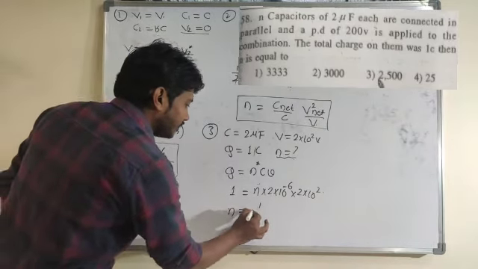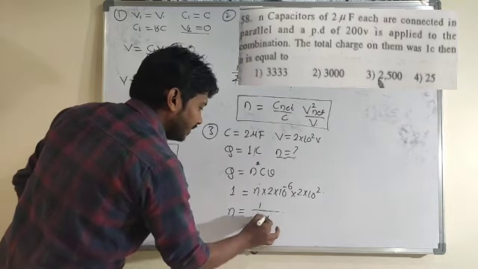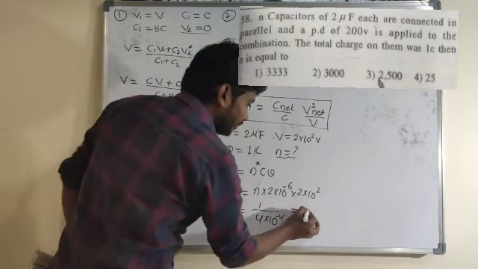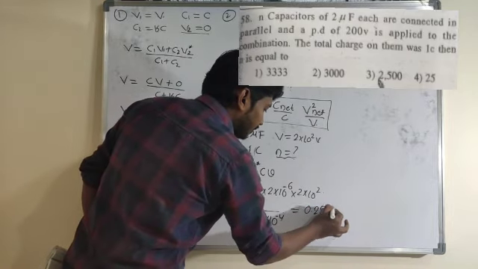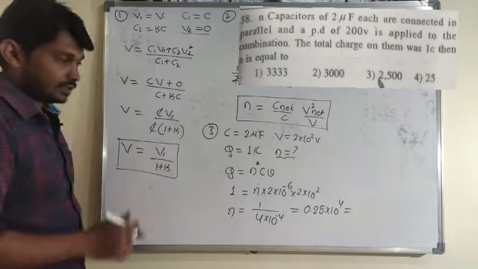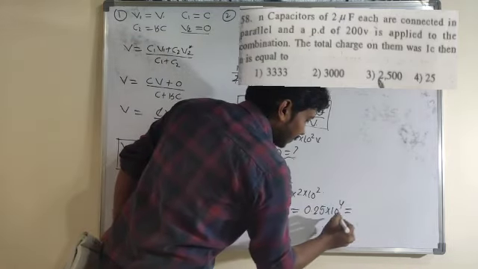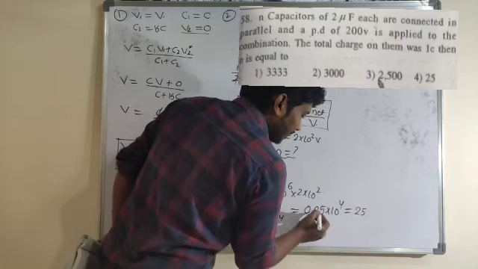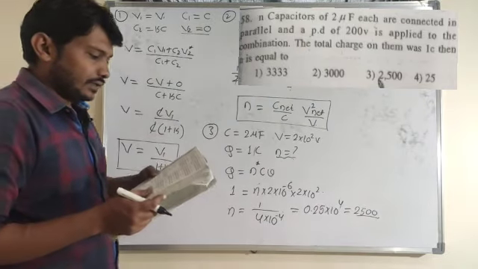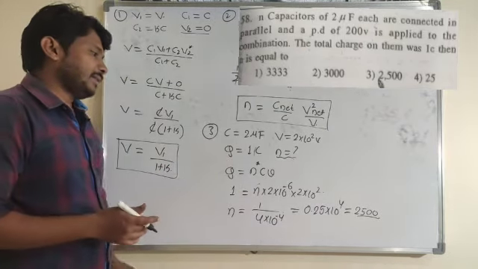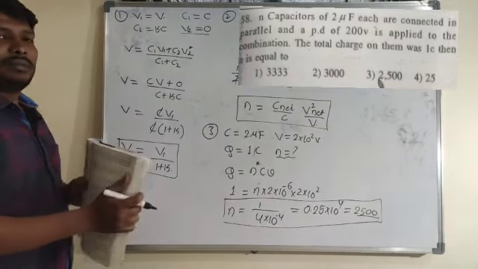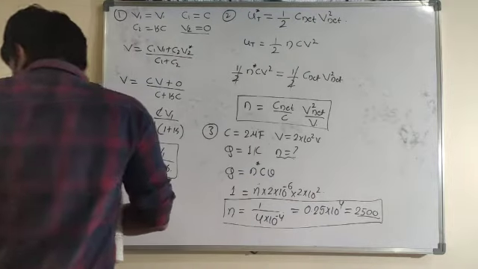So N is equal to 1 divided by 2 into 2, 4 into 10 to the power of minus 4. 1 by 4 means 0.25. If it goes to the numerator, it is 0.25 into 10 to the power of 4, so 2500 here. So the answer is: the number of capacitors N is equal to 2500. We'll look at the next one.